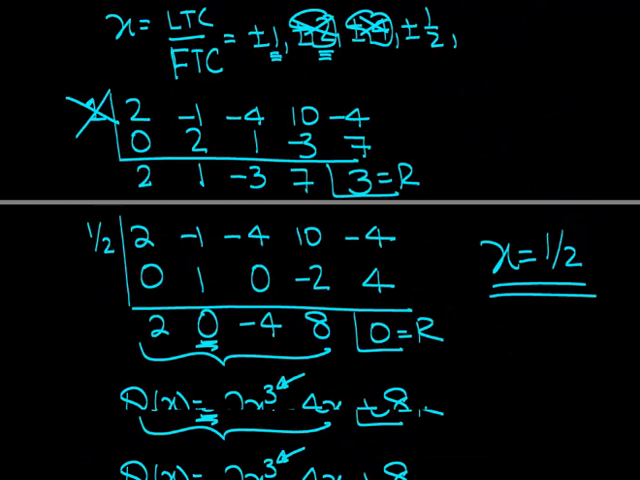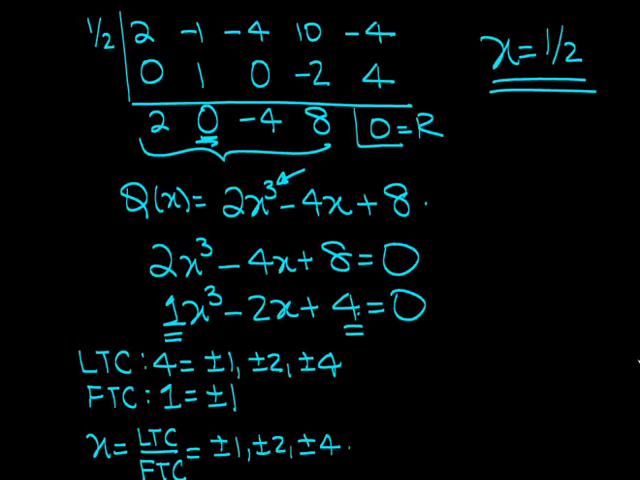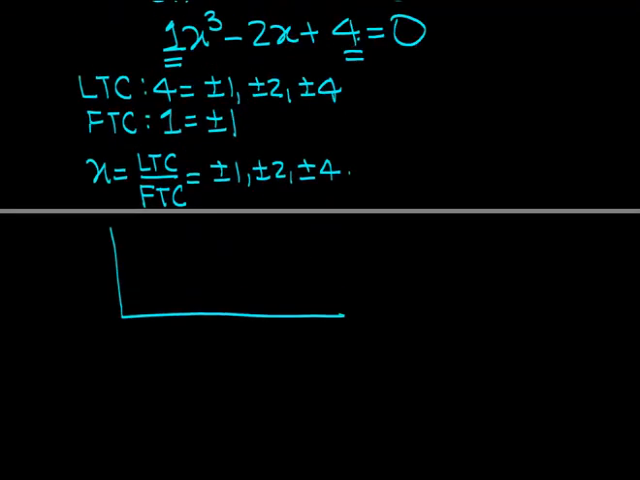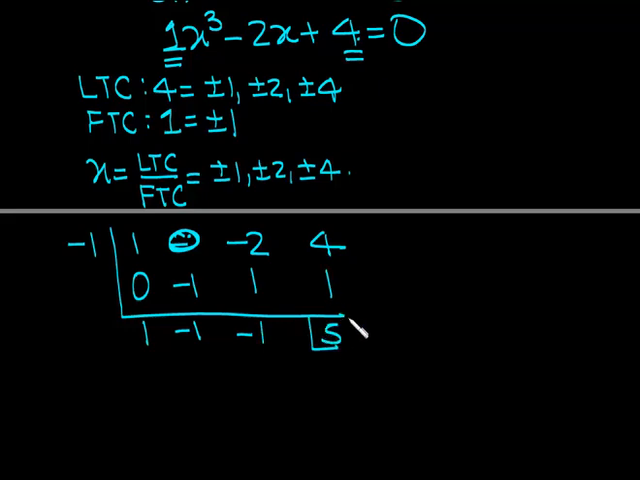Sometimes it works, sometimes it's not going to work for you. Okay, so now we have 1, 0, because the x squared term is missing, negative 2 and 4, and then we're going to divide by negative 1. So we get 0, 1, minus 1, minus 1, we get 1, negative 1, 1, 5, so that didn't work.